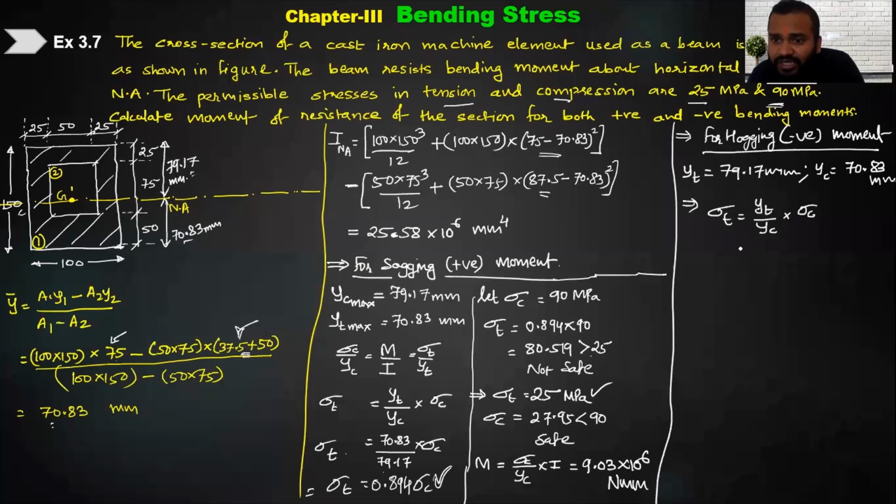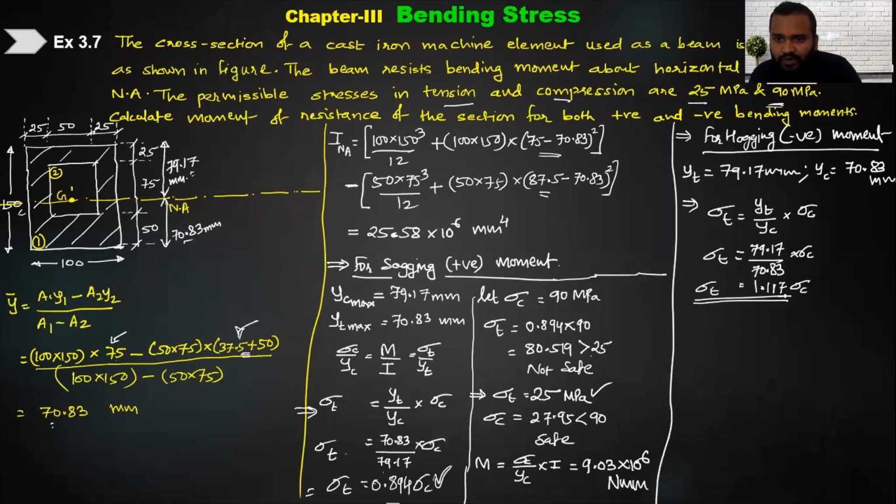But the values of yt and yc have changed, so we cannot take the direct values, we have to take the relation. Okay, the values have changed. So the value of yt is now 79.17 and the value of yc is 70.83, into sigma c. So can you give me the value? How much will the relation between sigma t and sigma c be? 1.117. 1.117 sigma c is equal to sigma t.